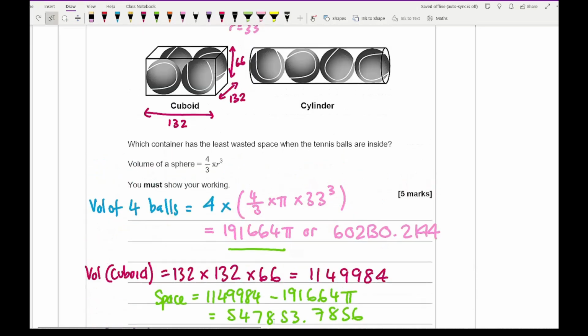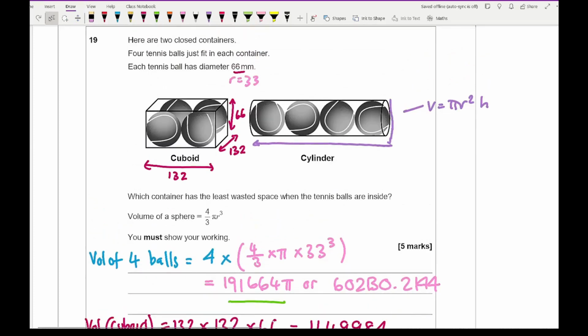Then I repeat the process for the cylinder, so the volume of the cylinder. Going back to the cylinder, the volume of a cylinder is pi r squared times h, where h is the height. So the length of this is going to be 4 lots of 66, so 4 times 66, which is 264 millimeters. And the reason why the numbers are so big is because we are working in millimeters, not typically centimeters. And the radius again is 33.